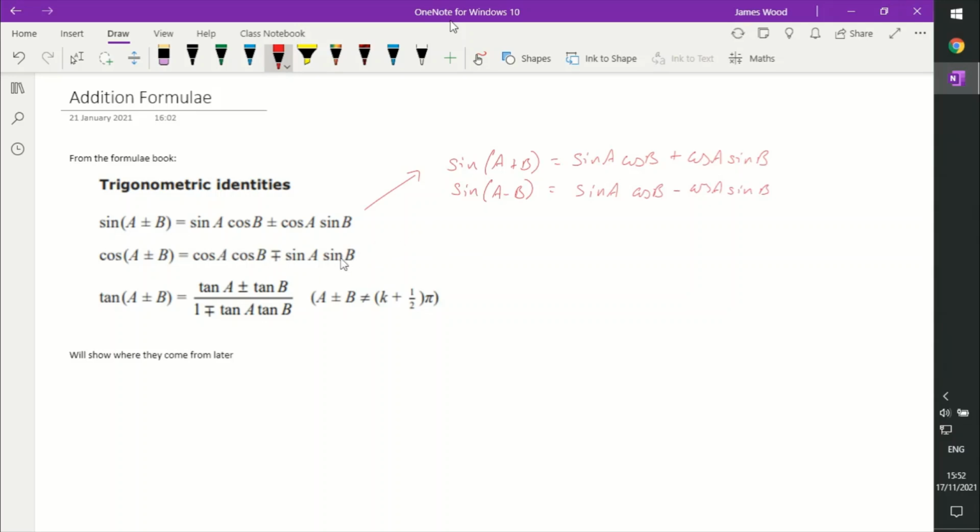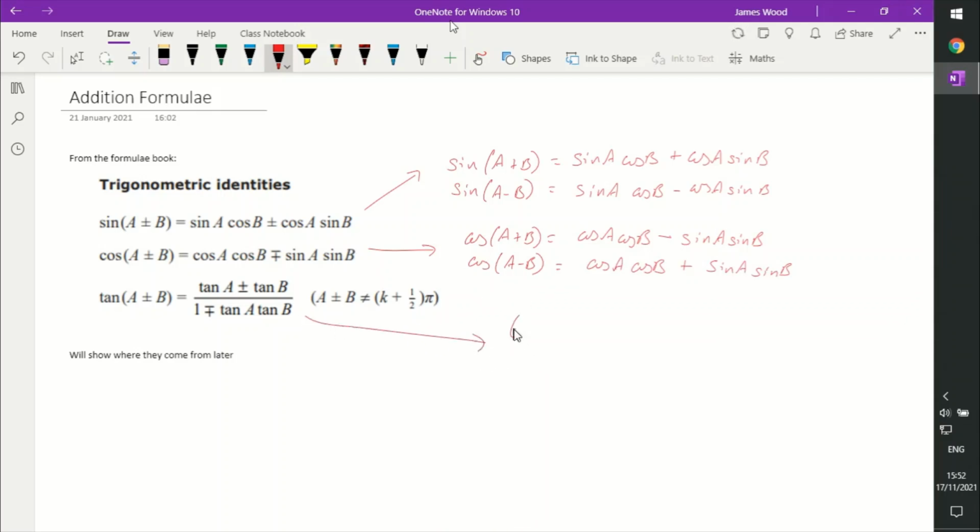And the same is true for this formula here. However, notice here that I've got a plus minus. The symbol here is minus plus. So when it is cos A plus B, this is cos A cos B minus sine A sine B. And likewise, when it is A minus B, we'll get cos A cos B plus sine A sine B for that one. Okay, so basically each of these has got two formulae contained within it.